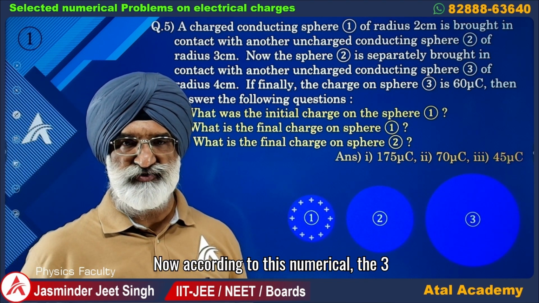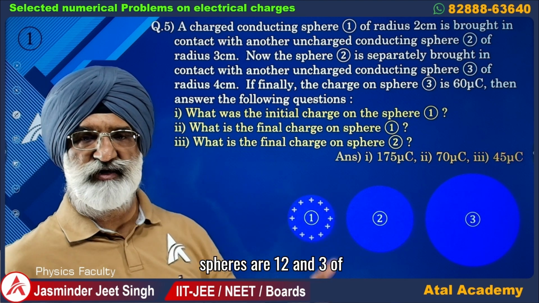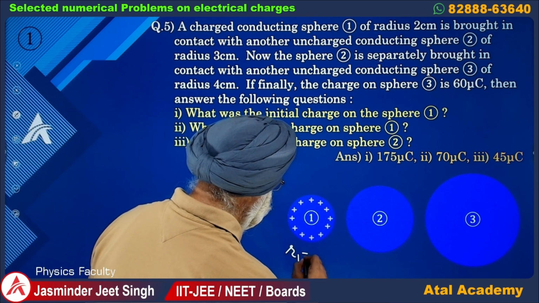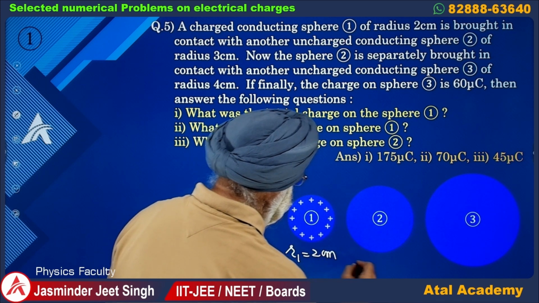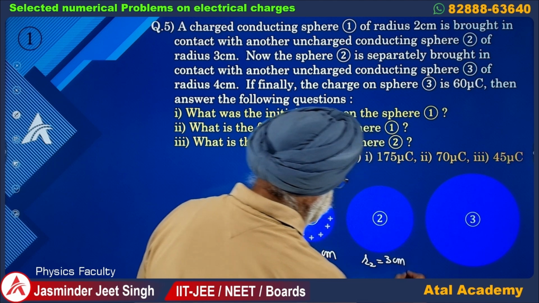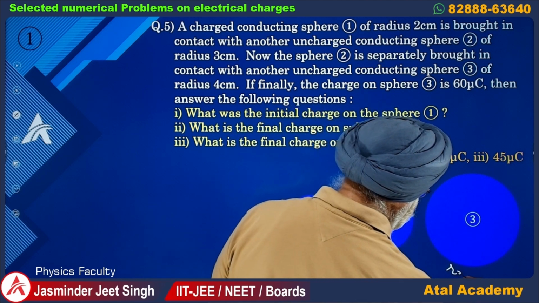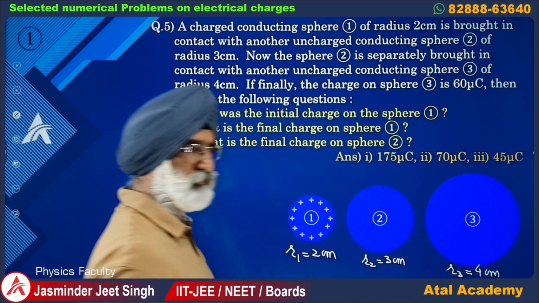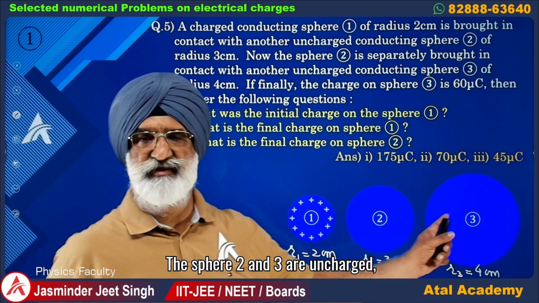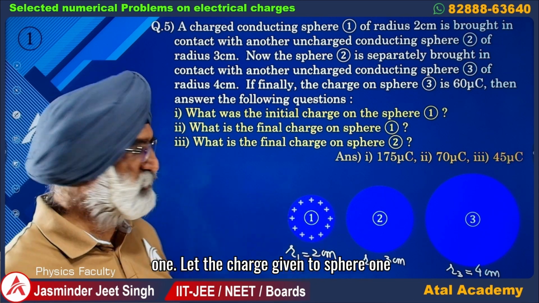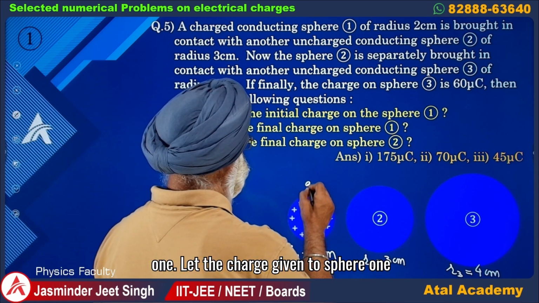Now according to this numerical, the three spheres are 1, 2 and 3, of radius 2 cm, 3 cm and 4 cm. Spheres 2 and 3 are uncharged, whereas some charge is given to sphere 1. Let the charge given to sphere 1 be Q.